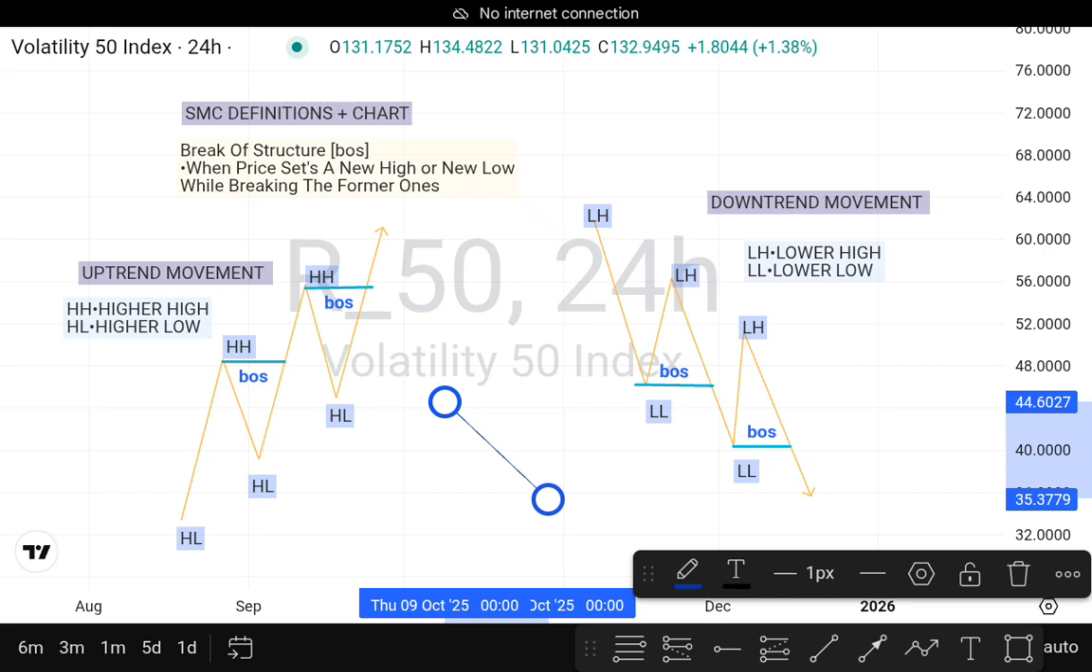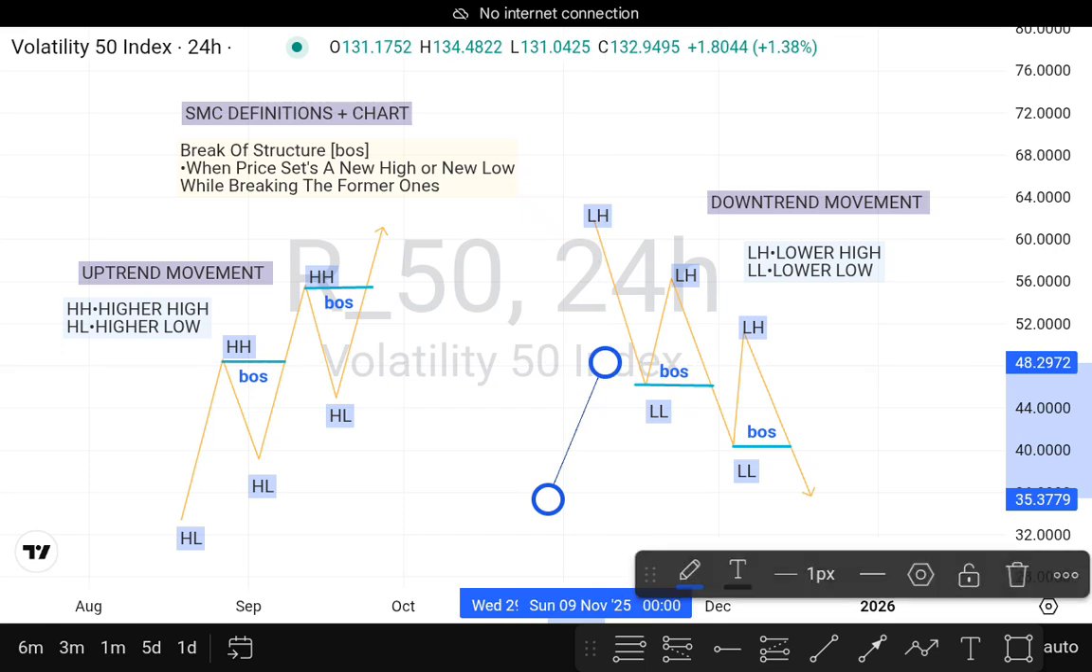Now let's go to the downtrend. As they say again, a break of structure is when a price sets a new high or a new low while breaking the former ones.